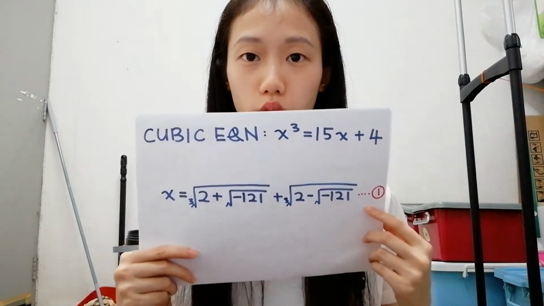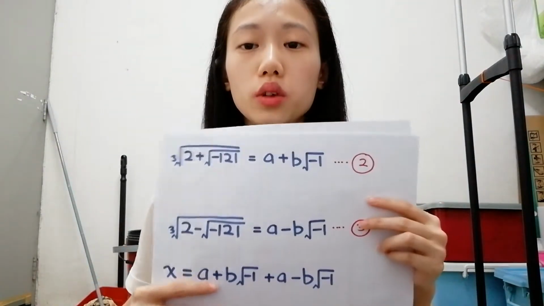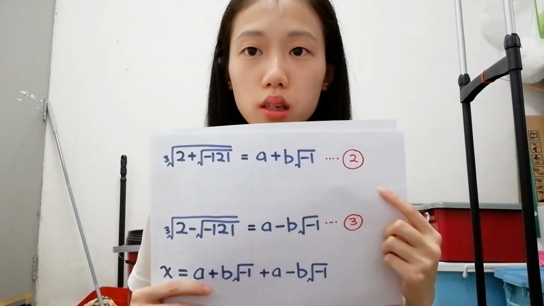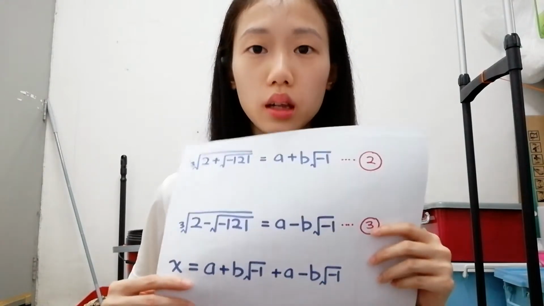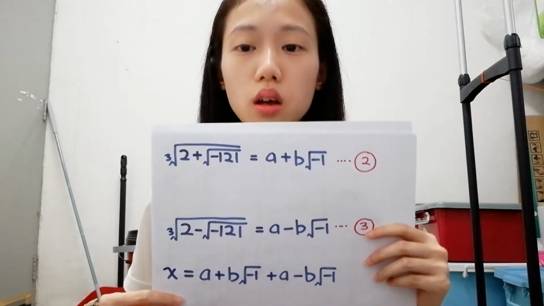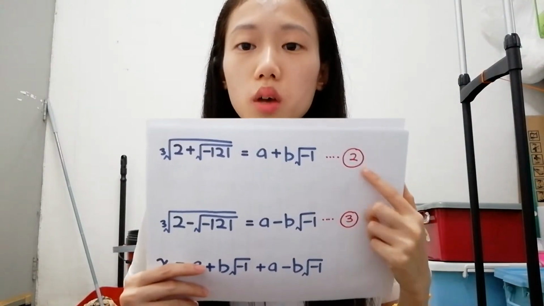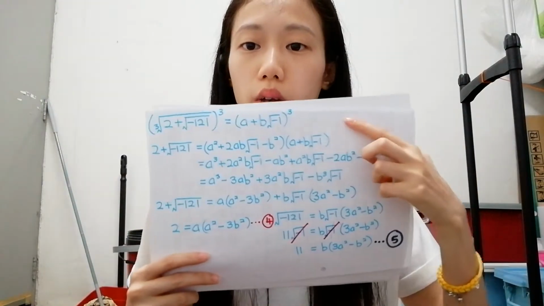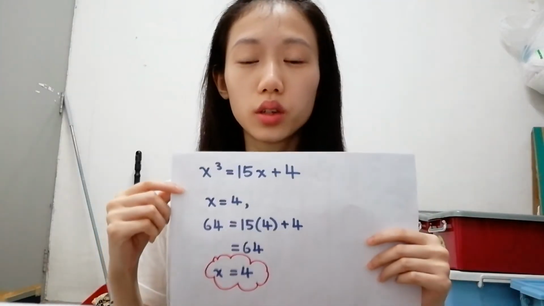Each half of equation 1 can be written as this form, which is equation 2 and 3. A and B are the constant which we have to find out their values. Below is another form of equation of x wrote by using constant A and B. First, we have to cube both sides of equation 2, which becomes equation 4 and also equation 5. Look back the original equation.